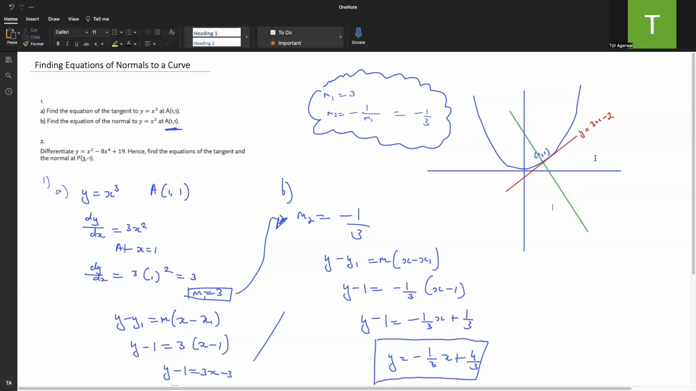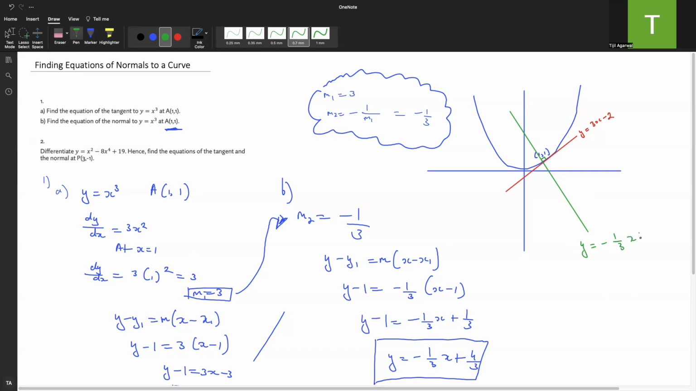Okay, and we're just imagining that this point is perpendicular. So this is the equation of the normal, which we've set as y is equal to -1/3x + 4/3. I'll just label these. So this is the normal, and in red, this is the tangent.